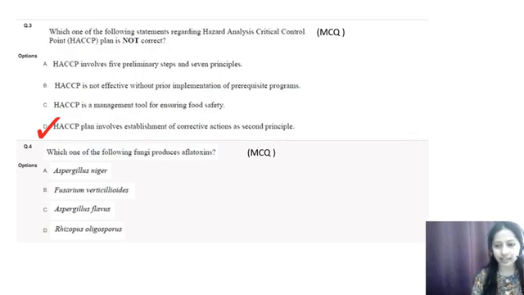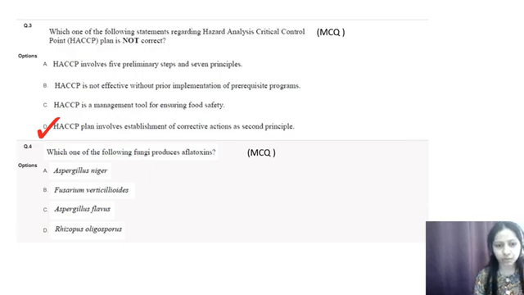HACCP actually consists of 7 principles. Number 1, conduct the hazard analysis. Second, determine the CCPs, that is the critical control points. Third, establish the critical limits. Fourth, establish the monitoring procedures. Fifth, establish the corrective actions. Sixth, establish the verification of the procedures, and seventh is to establish the record keeping and the documentation of the procedures. So over here the incorrect one is option D, since it should be the 5th principle.